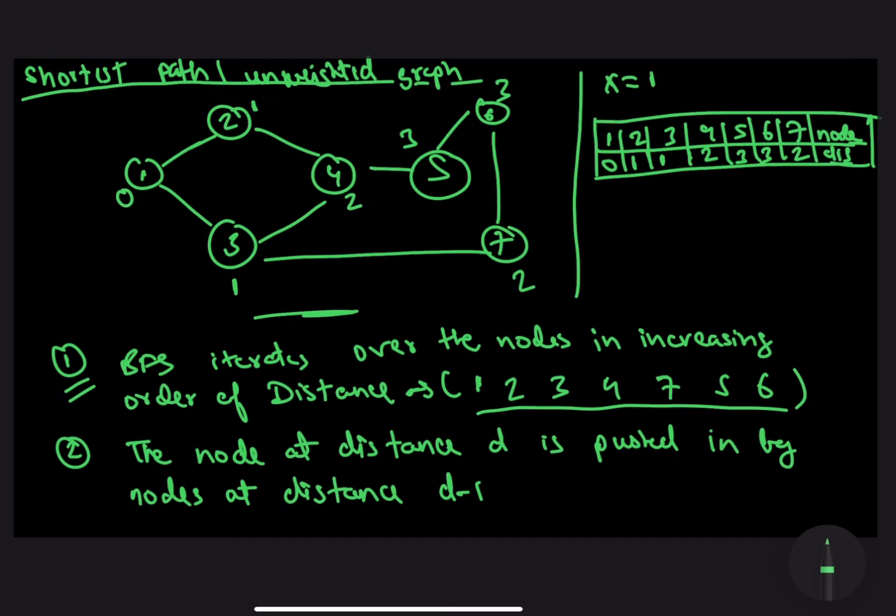Now the second point over here is that a node at a distance of d in the breadth first search queue is always pushed in by a node at a distance of d minus 1. Alright, so what we mean over here is we can be sure that if a particular node is at a distance of, let's say, d from the starting node x, it is guaranteed that this node would have been pushed by a node at a distance of d minus 1 from the starting node x. Alright, so let's try to see how we can use these properties to solve this problem of finding the shortest path in an unweighted graph.